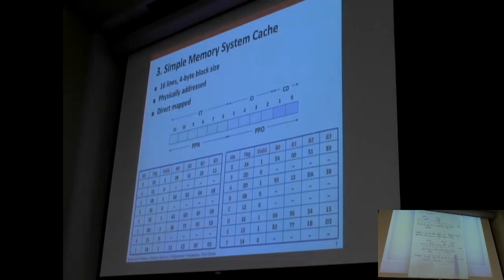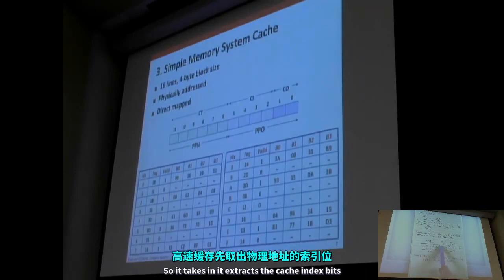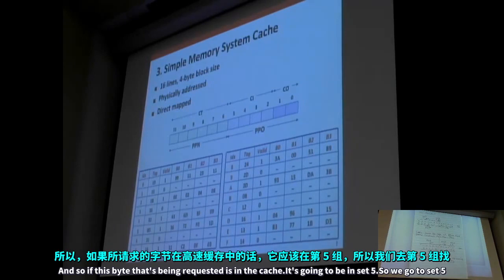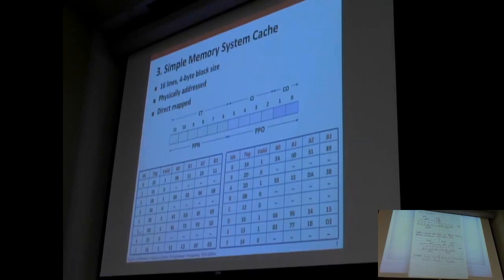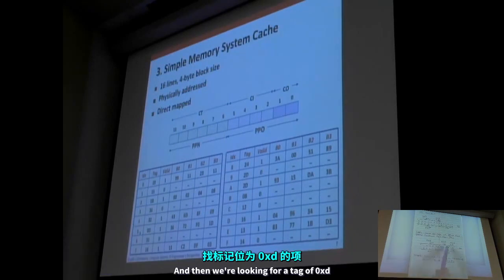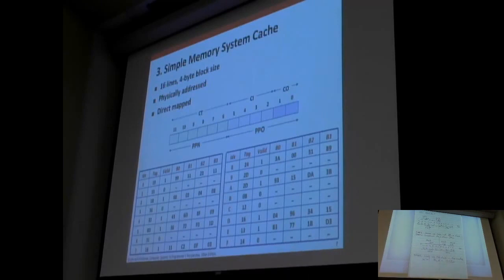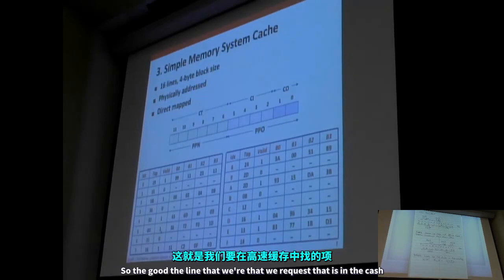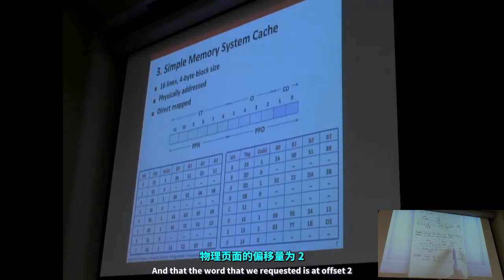So it extracts the cache index bits, which is 0, 0, 1, 0, 1, so 5. If this byte that's being requested is in the cache, it's going to be in set 5. So we go to set 5, and then we're looking for a tag of 0xD. And lo and behold, we have a matching tag and a matching valid bit. So the line that we requested is in the cache. And the word that we requested is at offset 2.